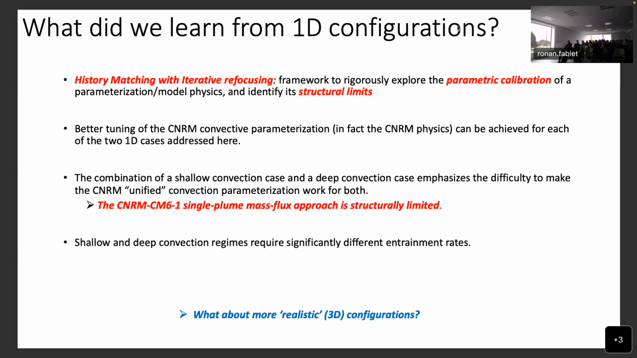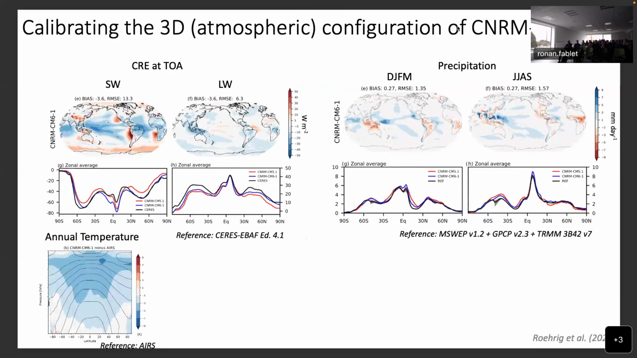So this was quite an idealized framework using a 1D configuration, but what can we learn about the model in a more realistic configuration, and I mean 3D configuration? So just to start, this is a kind of model bias or metrics we want to address and reduce when we develop a model and when we calibrate it.